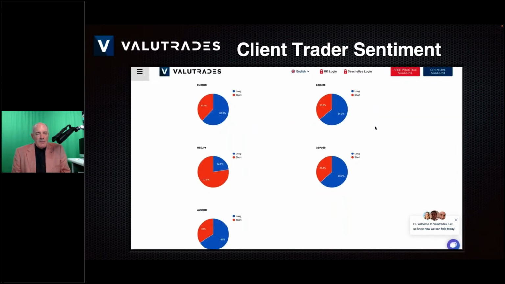And this is the sentiment based on what current value traders have open positions. So in this case, this is an old slide, so don't make any trades based on this. Euro dollar, for example, 62% of Valutrades traders are long. If you look at dollar yen, only 22.5% are long. So you can actually use this as a guide.